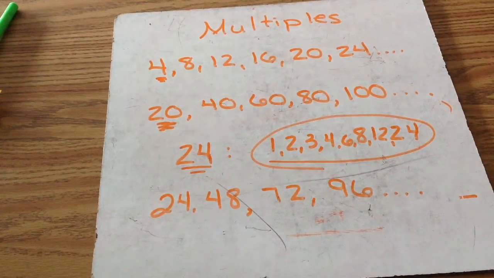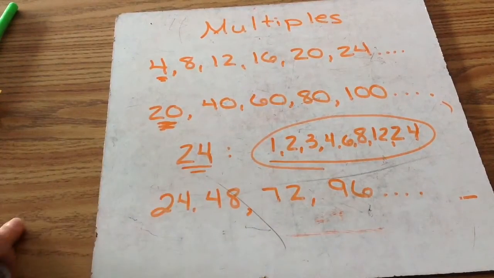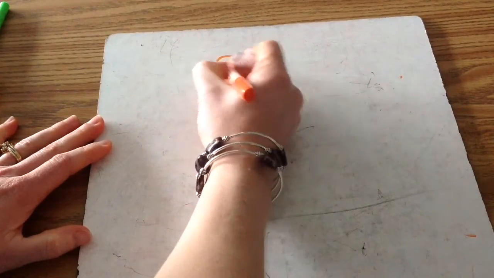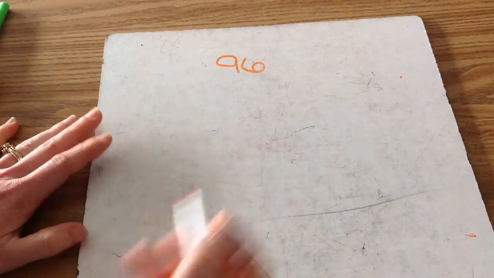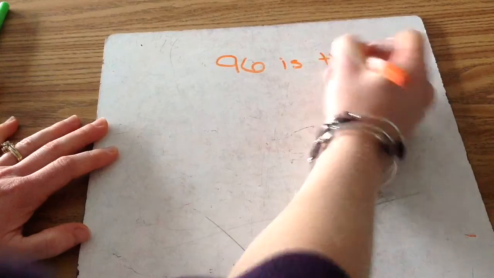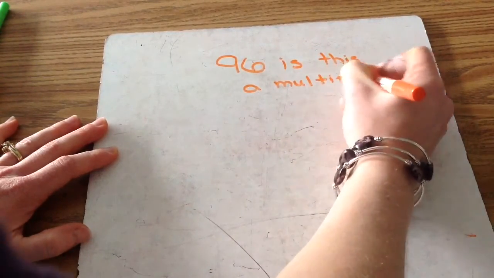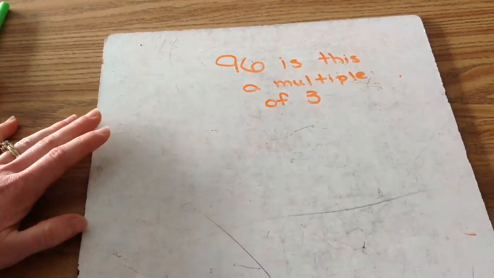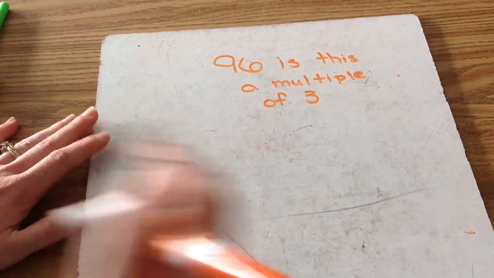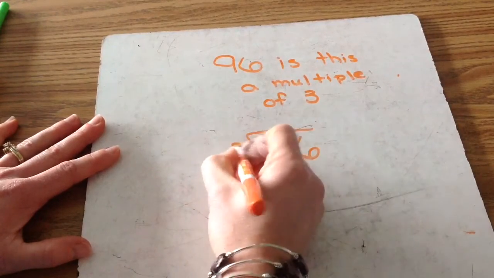If that makes sense, then let's move on to the next piece. So here's a tougher question. If I have the number 96 and I want to figure out, is this a multiple of 3? How could I do that? Well, I could spend my time counting by 3s, 3, 6, 9, 12, but that's going to take a really long time. What I could also do is I could divide.